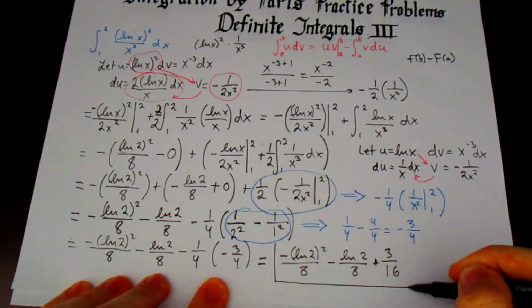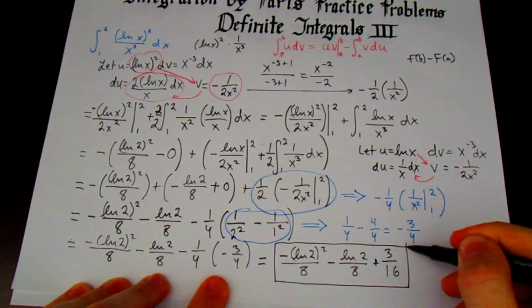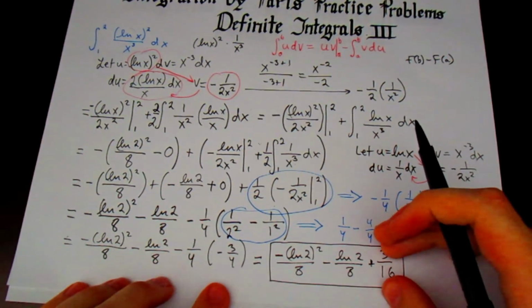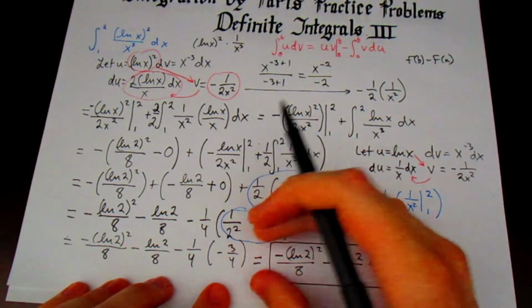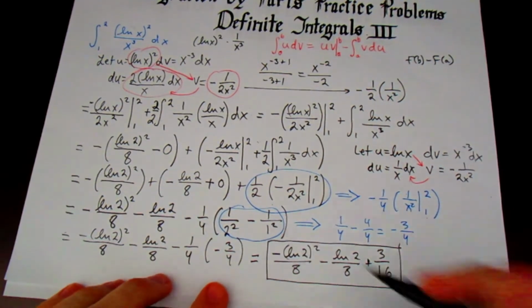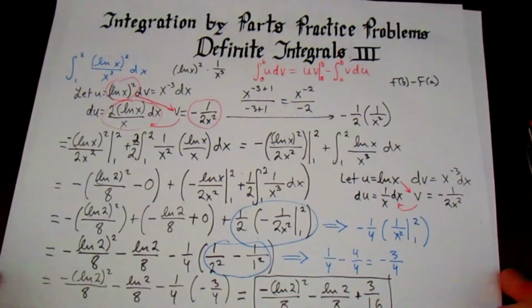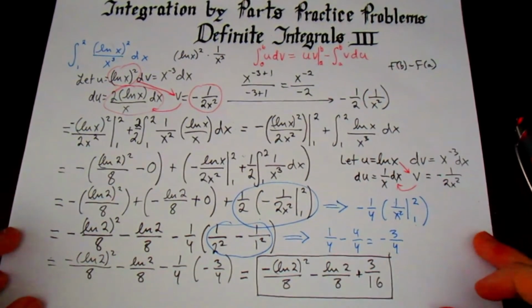And yes, that is an answer. Okay, you can move the 3/16 over here if you don't like the negative out in front. I don't like that, but I guess that's the OCD in me.